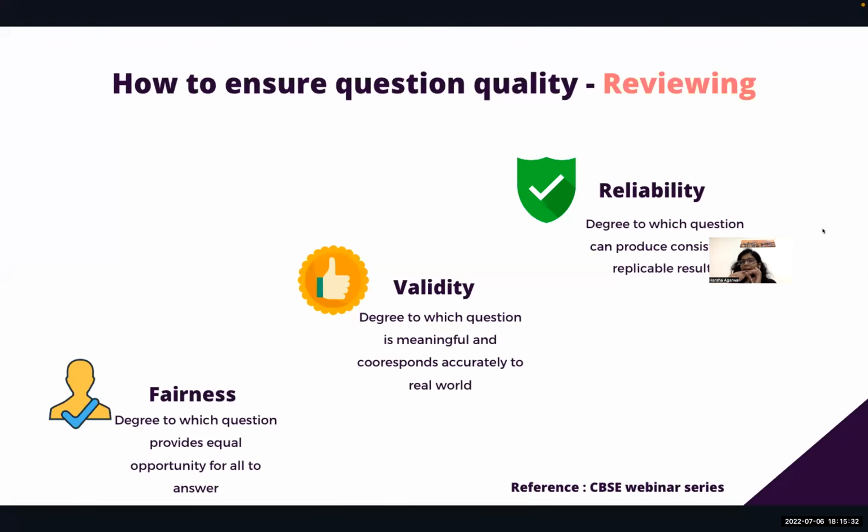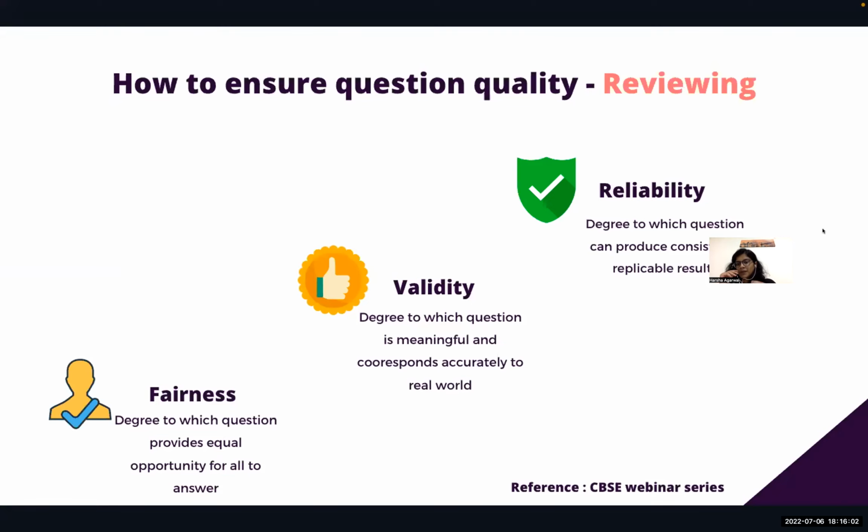Now what does it mean? If I give a question and the students solve it again and again with different methods, let's say, it shouldn't produce different answers, right? So reliability comes when the same question produces the same answer even when solved with different methods. If it produces the same answer every time, what does it mean? It means the outputs of the question are consistent in nature, right? And that is how you check its reliability.